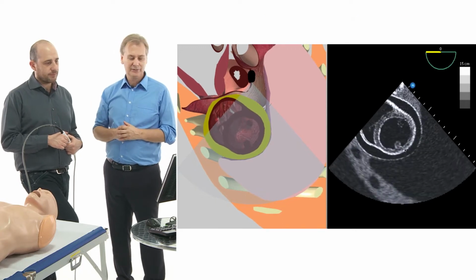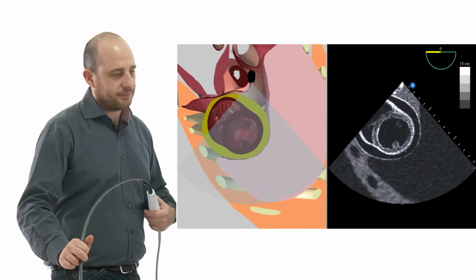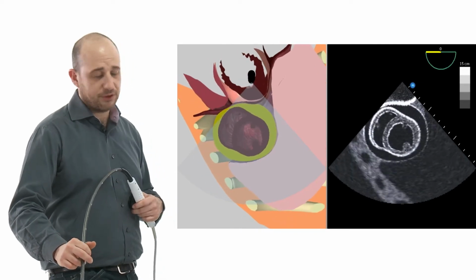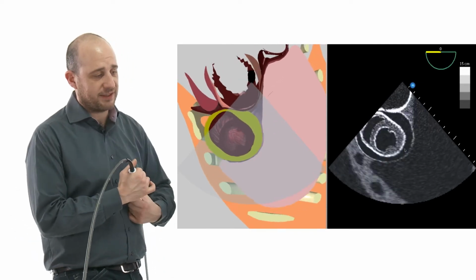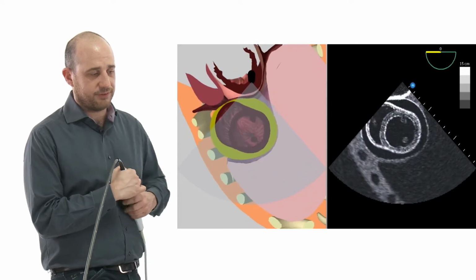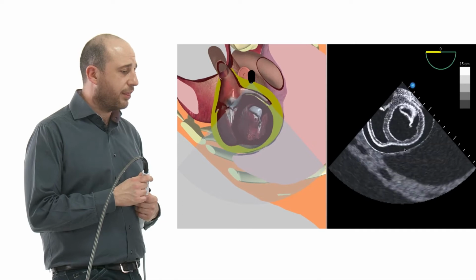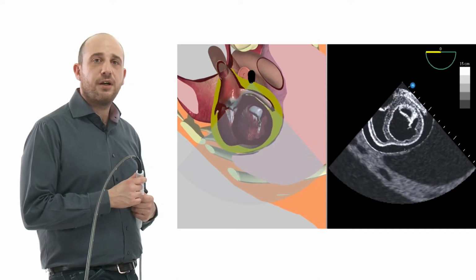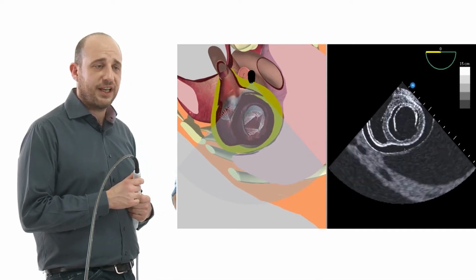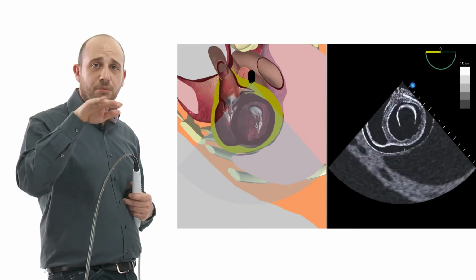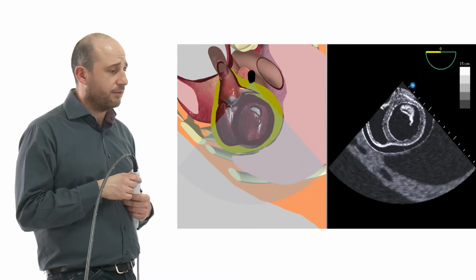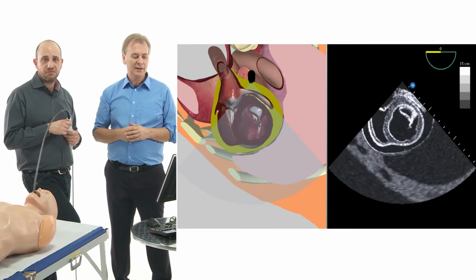Okay, if I put the probe inside and make a maximal anteflexion, we will get the fish mouth, and this is the basal segment of the left ventricle immediately below the mitral valve. So it's the same as if you perform a transthoracic echo.